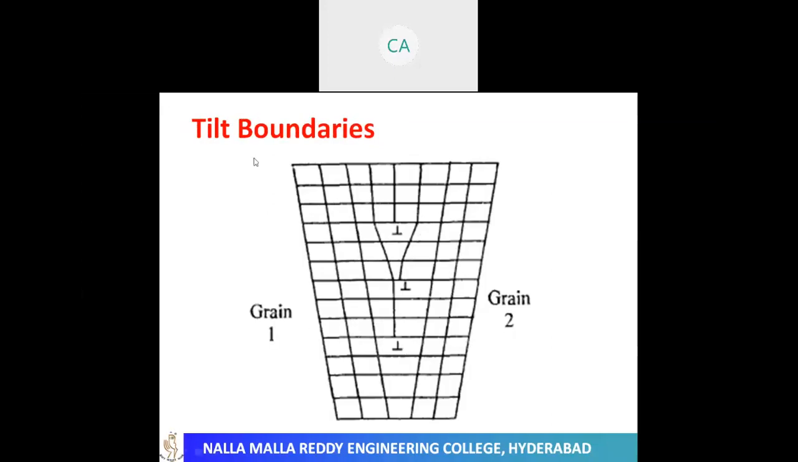Tilt boundaries. Here you can see a low angle grain boundary, where the orientation difference between two neighboring crystals is less than 10 degrees. The distortion in the boundary is less and is limited to a few edge dislocations located one below the other.